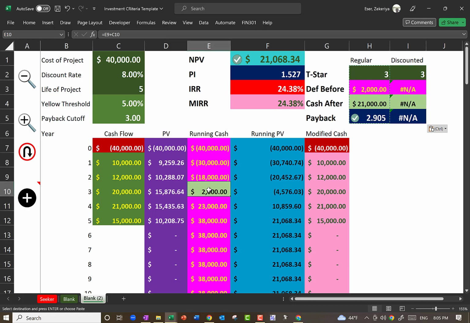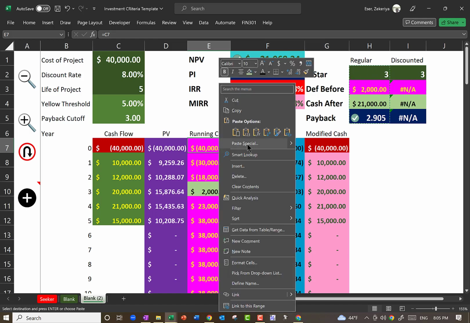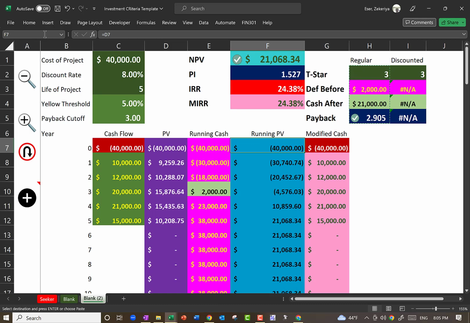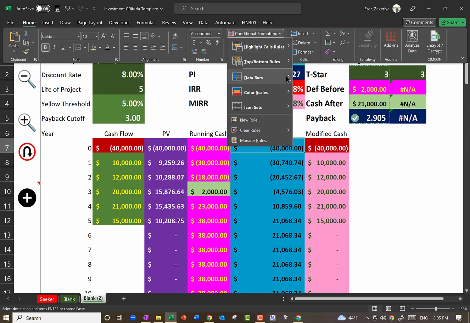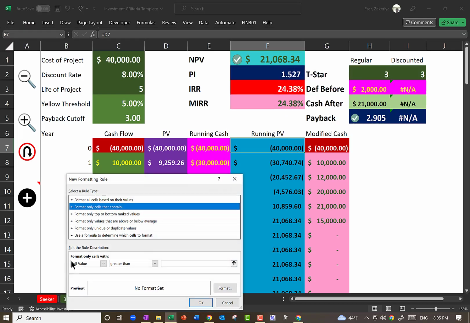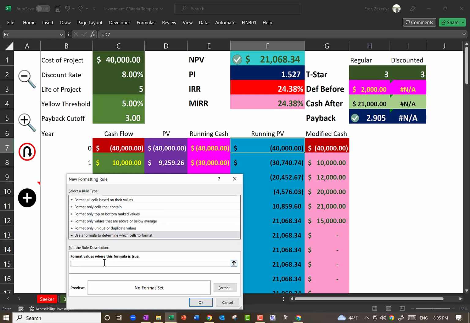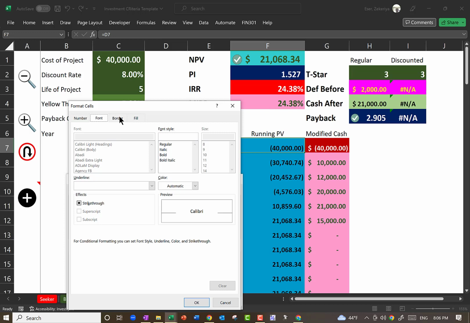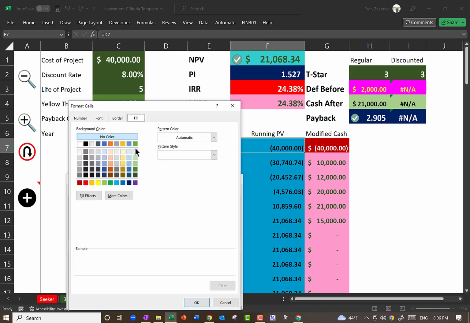Now, I'm gonna similarly, let me copy the formulas. Actually, let's do it directly. Conditional formatting, highlight rules, more rules, formula. If previous one is negative, and current one is greater than or equal to 0. If that's the case, I'm gonna make the fill, let's use a different shade of green.